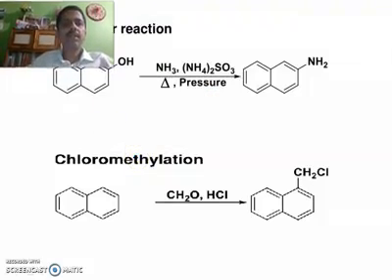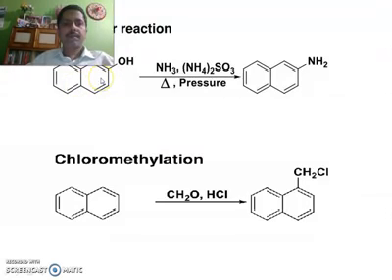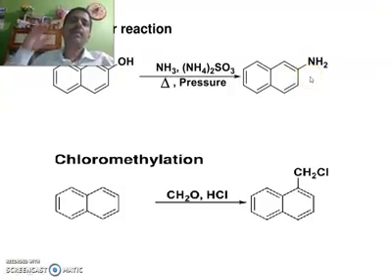Another reaction is the Bucherer reaction. If we react alpha naphthol with ammonia in presence of ammonium sulfite, we get 1-amino naphthalene. This is a very important reaction for the conversion of phenols to amines. Then chloromethylation is another electrophilic aromatic substitution. The chloromethyl group is introduced using formaldehyde and HCl.